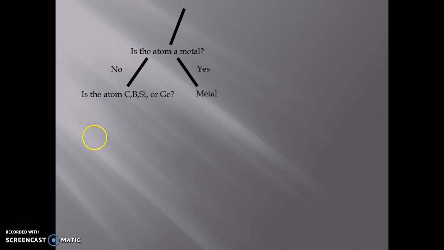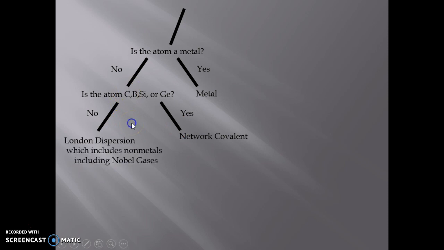Next question could be, is it carbon, boron, silicon, or germanium? Because those are the four that form covalent network that we've learned. If we say yes, we know that it's a network covalent substance. If we say no, then we've got to check one last thing. Chances are it's going to be a London dispersion force, which means it's a nonmetal, including the noble gases. So if it's a single atom that is a nonmetal, it's going to be London dispersion forces. So this side is pretty straightforward. Not a whole lot of work to do on your part in order to figure out what kind of IMFA it's going to be if it's an atom.